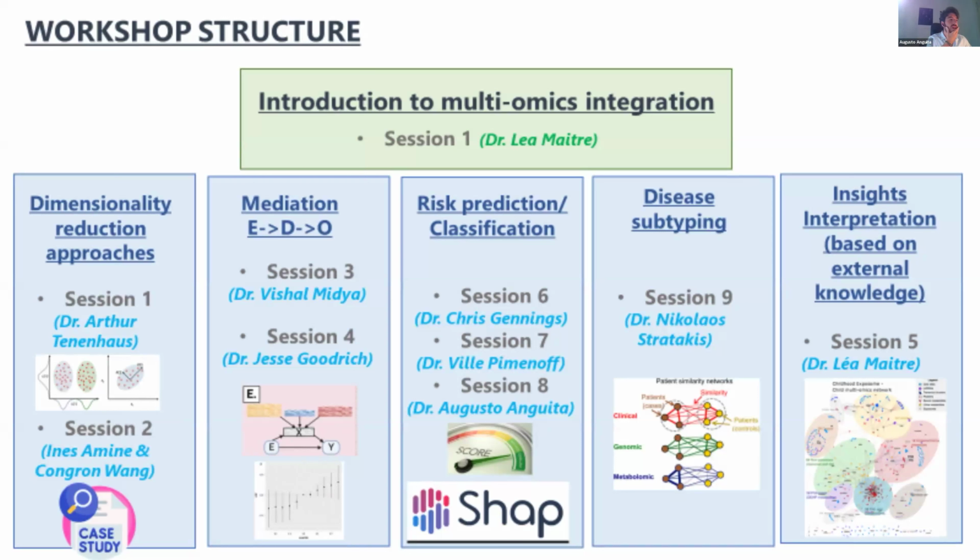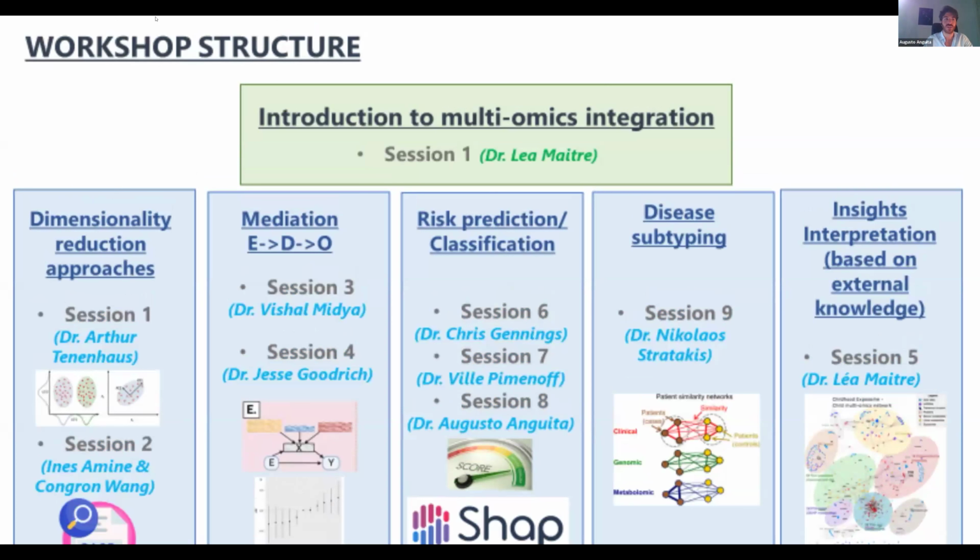Then we will have an important part of the course covering the topic of mediation, especially high dimensional mediation. We are in a multivariate framework, so this is not the standard mediation scenario where we have only one mediator. Here we have plenty of omic markers, and for that we will have 2 sessions, one given by Dr. Vishal Midja from Mount Sinai, and another one given by Dr. Jesse Goodrich from University of Southern California.